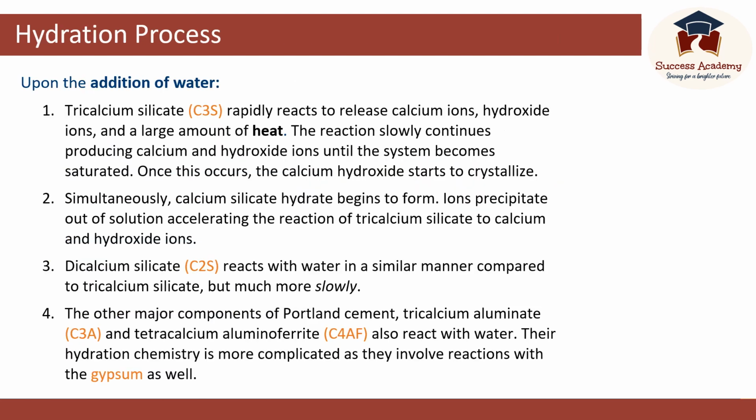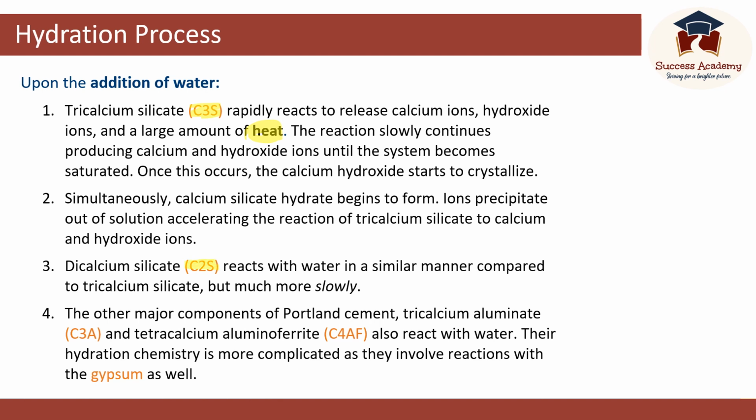Now let's look at these four reactions closely. Tricalcium silicate, which is C3S, rapidly reacts to release calcium ions, hydroxide ions, and a large amount of heat. This reaction slowly continues producing calcium and hydroxide ions until the system becomes saturated. Once this occurs, the calcium hydroxide starts to crystallize. Simultaneously, calcium silicate hydrate begins to form. Ions precipitate out of the solution, accelerating the reaction of tricalcium silicate to calcium and hydroxide ions.